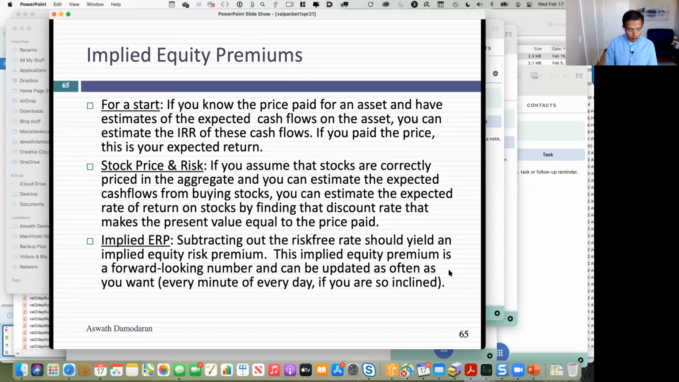Okay, so let's talk about a different way of thinking about equity risk premiums. And if you've heard me say this before, it's a message I keep coming back to. I don't like historical premiums. Why? They're backward looking, they're static. I'd like a forward looking dynamic estimate of the equity risk premium. You say, how are you going to get that? Very simply by looking at what you pay.